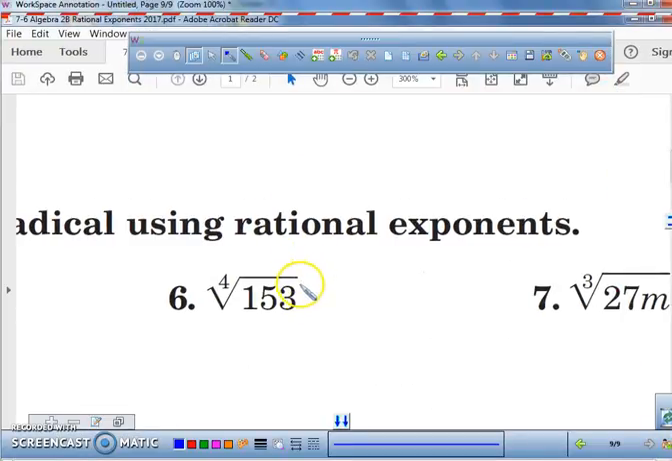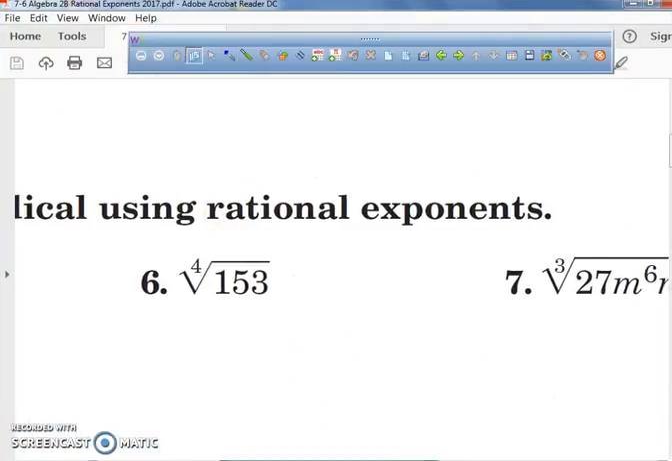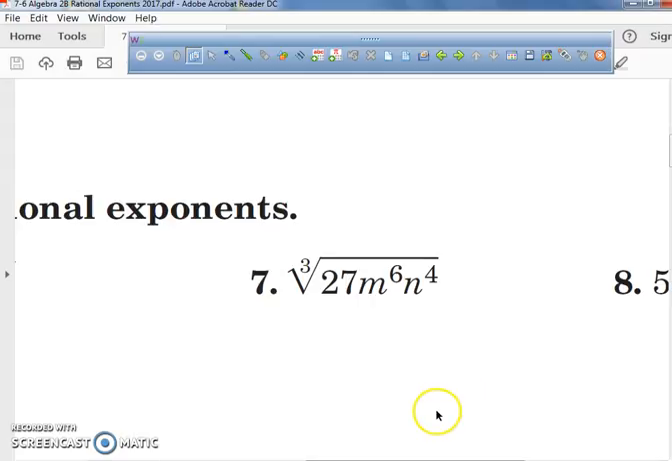Right here, that's a 1. That's a 4. This is pretty easy, isn't it? That's just going to be 153. And what's my fraction going to be? What's my rational exponent? 1 over 4. And you're done. That's pretty easy, right? Now we're going to get a little bit more complicated one. Here we go. Put number 7 into your journal. This will be the last one that we do today in your journal.